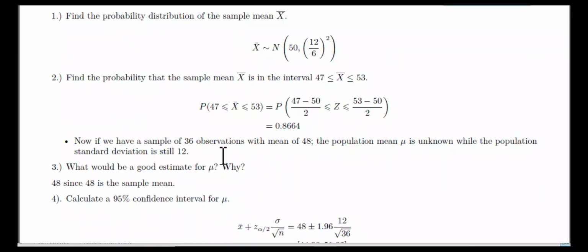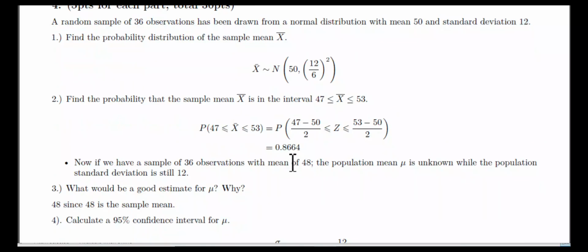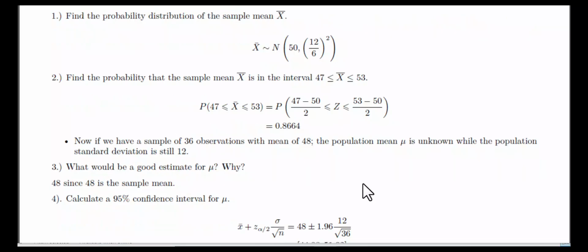Now, if we have a sample of 36 observations with a mean of 48, this mean is a sample mean, right? Because we have a sample here. The population mean mu is unknown, while the population standard deviation is still 12. So what would be a good estimate for mu, the population mean? The sample mean, 48. So 48 is a good estimate for mu, because 48 is the sample mean, and the sample mean is a good estimate for the population mean.